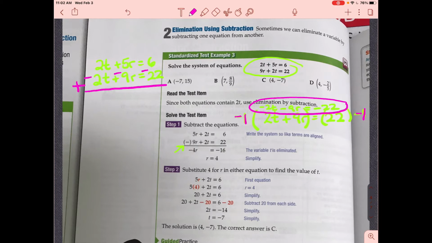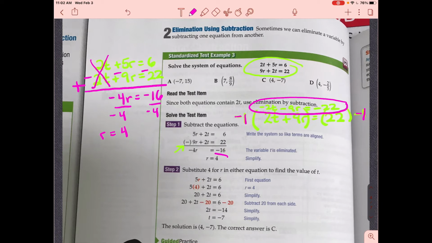So 2t and negative 2t cancels, that makes a 0. 5r and negative 5r makes negative 4r. And then I have 6 plus a negative 22. So we're going to end up with 6, negative 16. And we can finish solving this by dividing by negative 4. And we'll get that r equals 4.